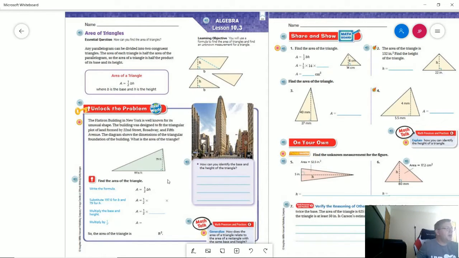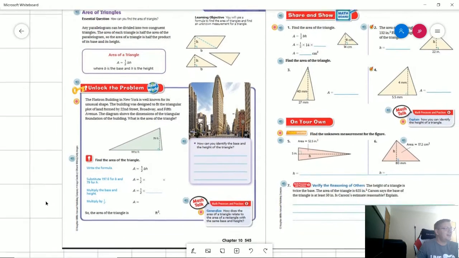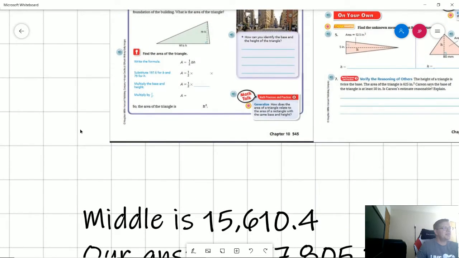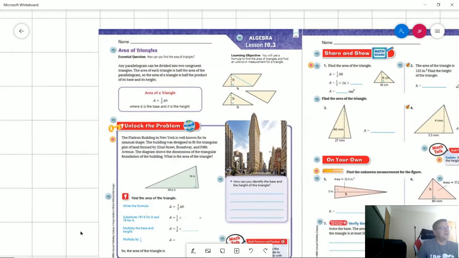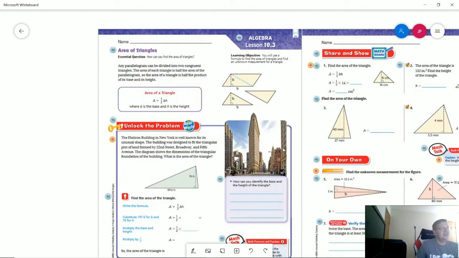So what we would have for this, if I'm going to take 197.6 feet times 79 feet and then multiply it by 1/2, we are going to get these numbers down here. So the middle one, if you did that on a calculator, you should get this one for the middle portion here. And then we take that times 0.5 to get 7,805.2 square feet for this particular building in New York City.